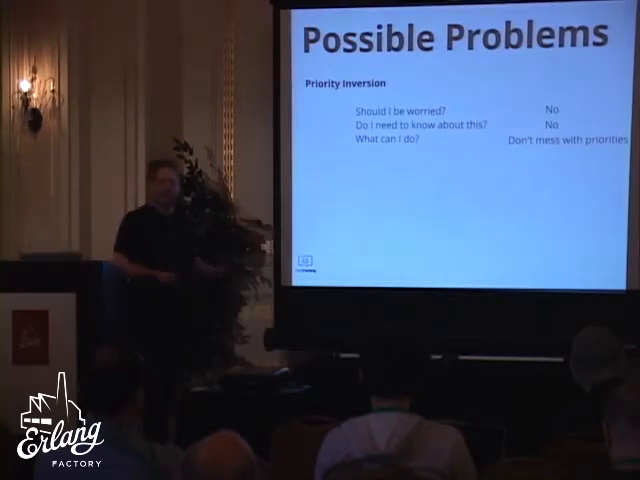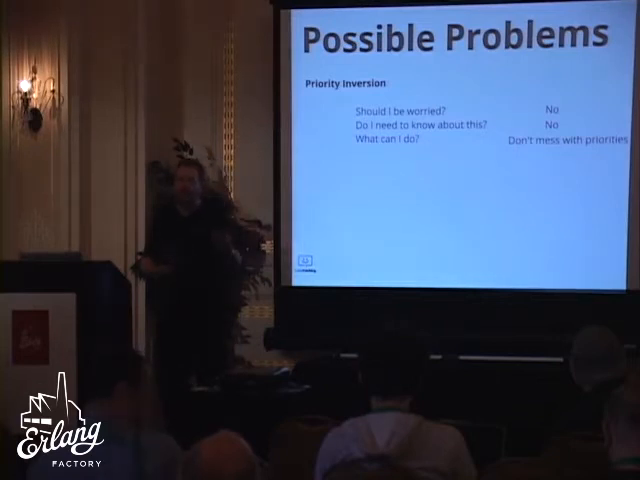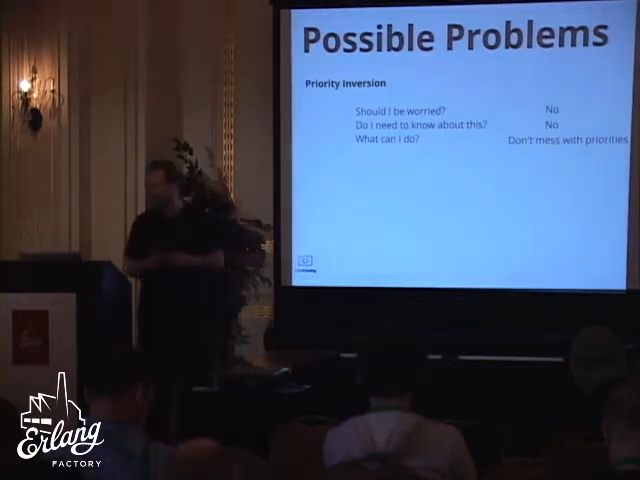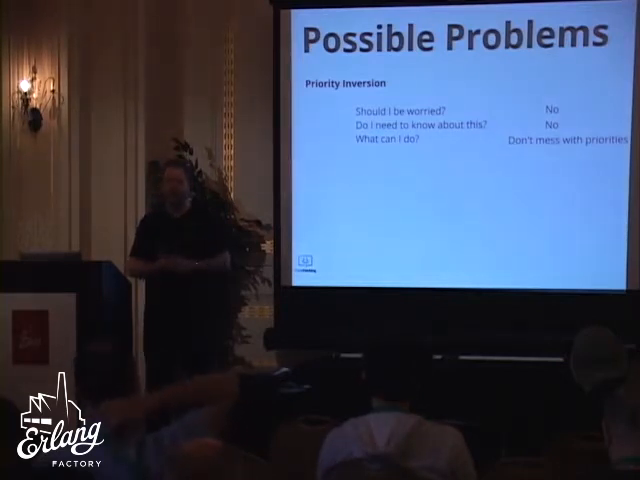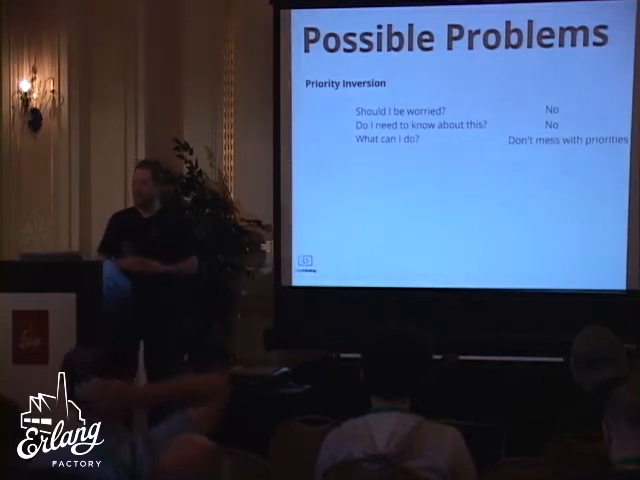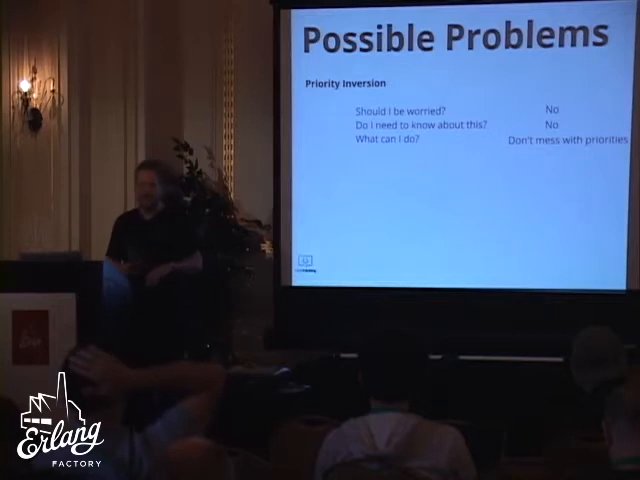One problem with this scheme where we have processes of different priorities is that if you add lots and lots of processes of a high priority or a max priority, you might get priority inversion, or if you add a lot of processes with a low priority. But you shouldn't be worried about this, and you don't even really need to know about this. Just don't mess with priorities, and nothing bad will happen to you.